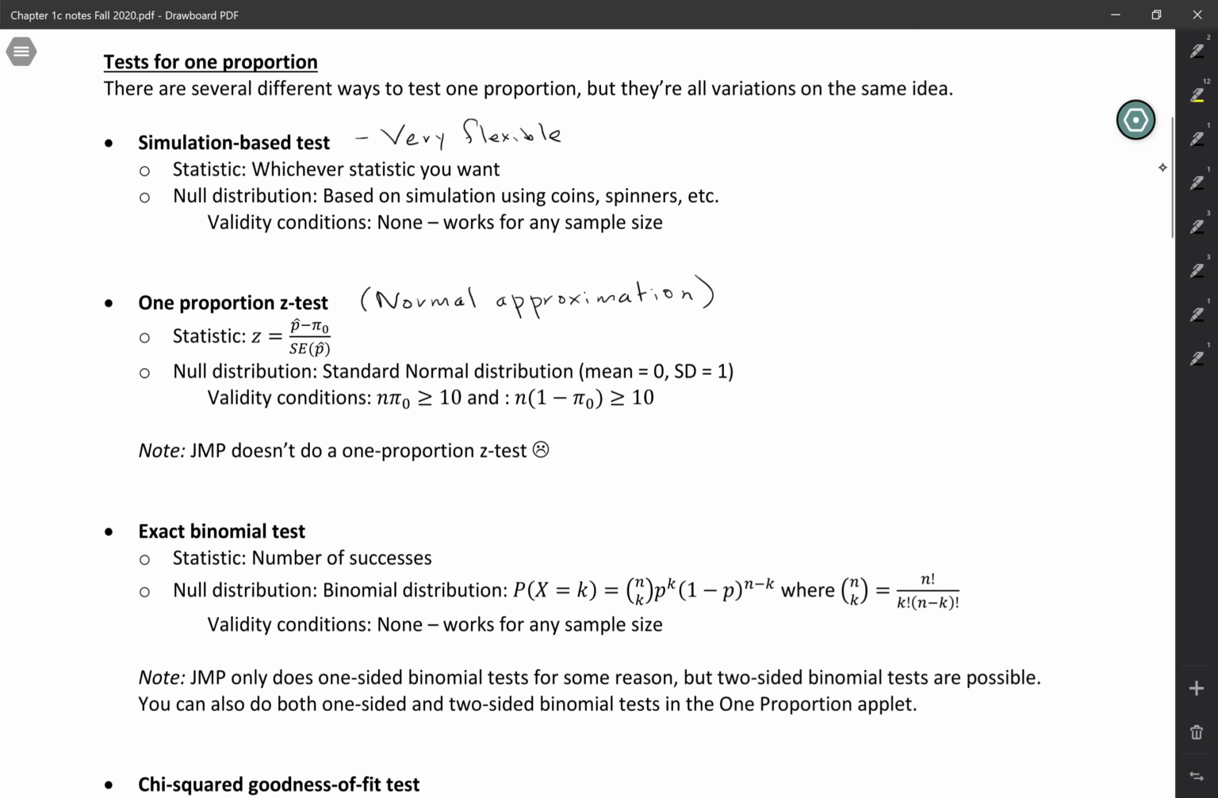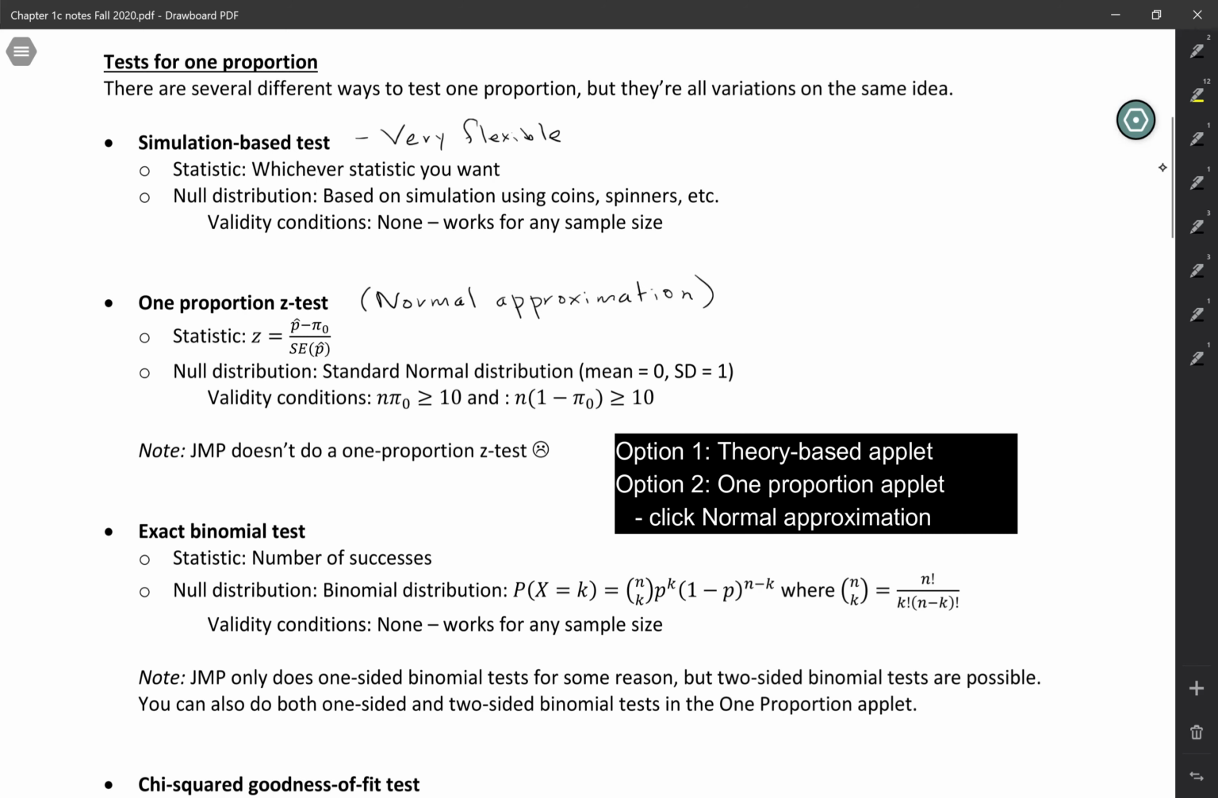One downside of a one proportion z-test, and this will make me mad every single year, is that JMP doesn't do a one proportion z-test. I have no idea why. It makes no earthly sense to me, but it doesn't. So really the only way that we can do that is with the applets.